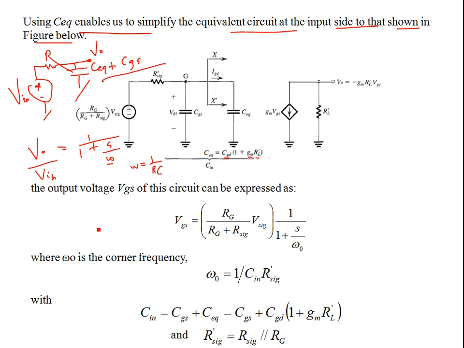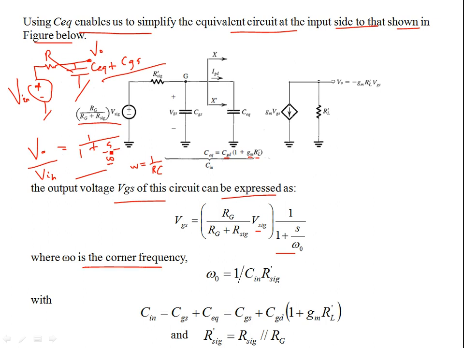So the output voltage VGS of this circuit can be expressed in this form. VGS is written as, so V signal can be brought to the other side for the gain expression. This is basically the input voltage which is available. So this is RG over RG plus R signal, times 1 over 1 plus S over omega naught. Note the expression is very similar to the single pole RC circuit. So omega naught is the corner frequency.